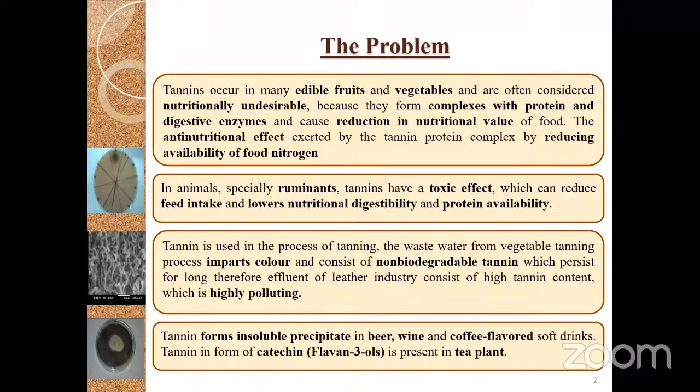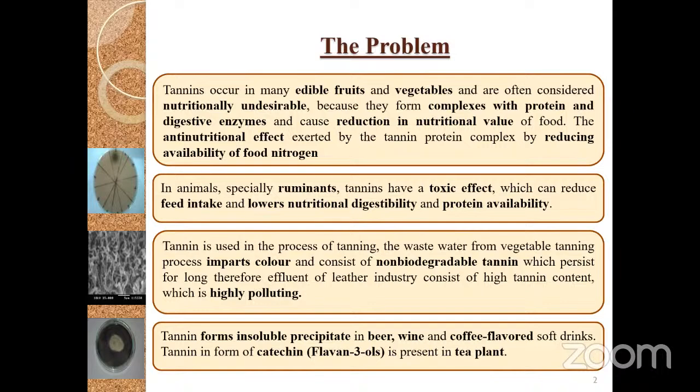In animals, especially in ruminants, tannins have a toxic effect which can reduce feed intake and lower nutritional digestibility and protein availability. Another problem related to tannin is that it is used in the tanning process, and the wastewater generated from the leather industry contains tannin, which is highly polluting in nature. Tannin also forms insoluble precipitates in beer, wine, and coffee-flavored soft drinks, and therefore various types of fruit juices show haziness.